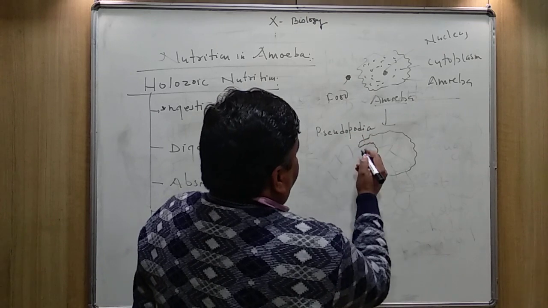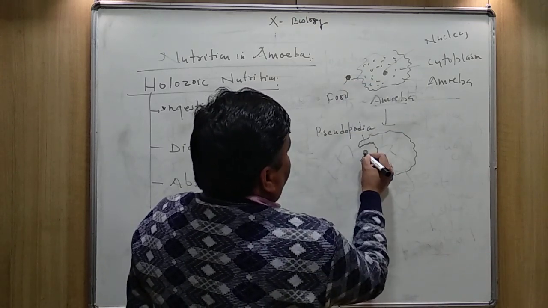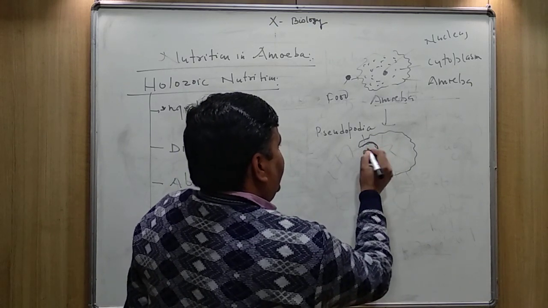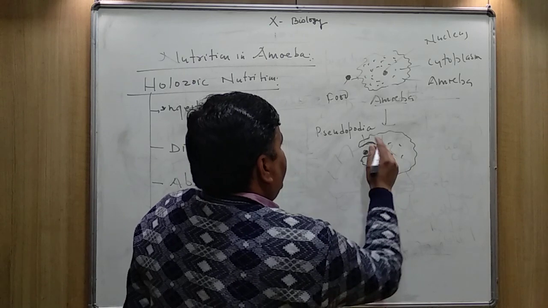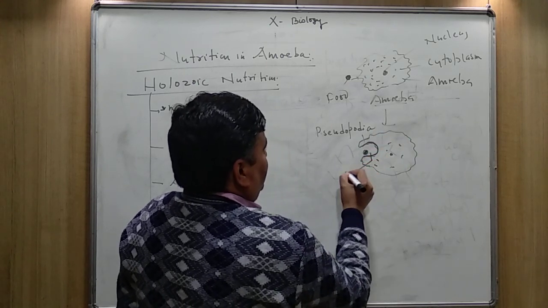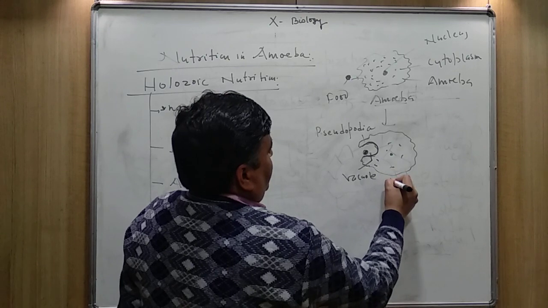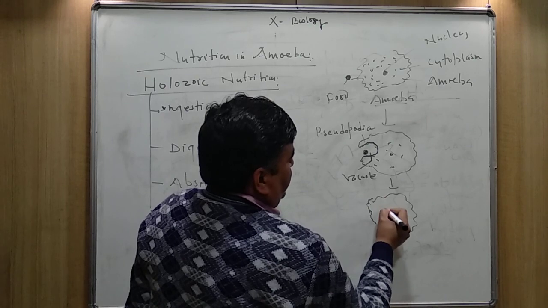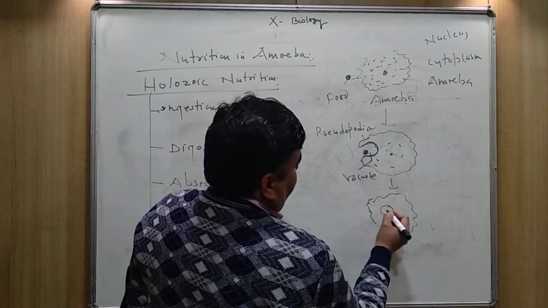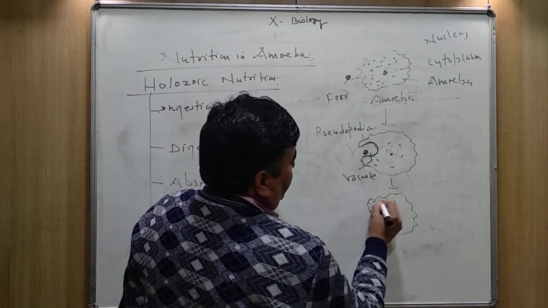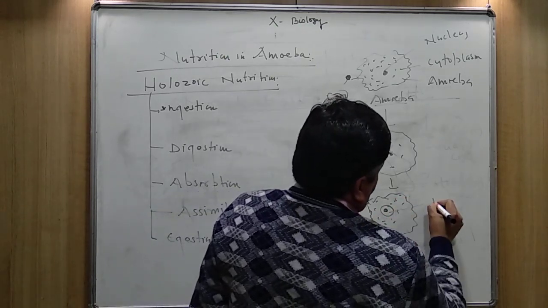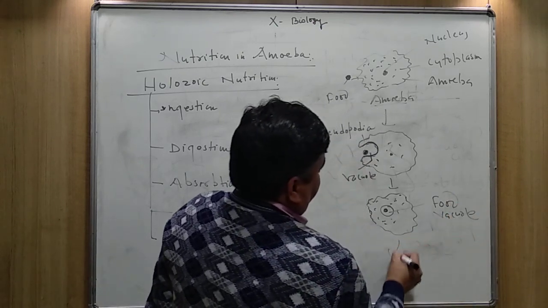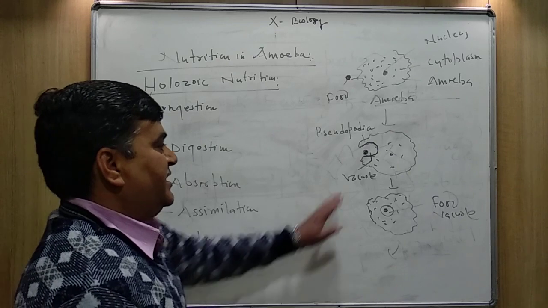The pseudopodia trap the food. Then it goes inside this vacuole. Pseudopodia actually go inside towards the cell cytoplasm. It forms a vacuole-like structure. This is called a vacuole. Later on, the pseudopodia disappear, and this vacuole comes inside along with the food. This is the food vacuole. The process of ingestion is completed here.